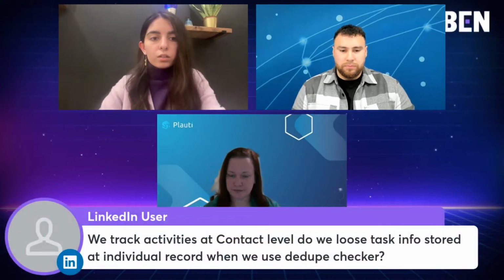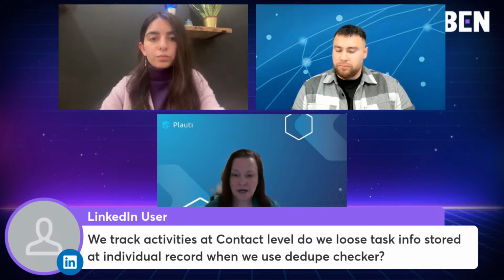Cool. So if we track activities at contact level, do we lose task info stored at individual record when we use the dedupe checker? No, all the related objects like tasks are going to be automatically reparented to the master record.